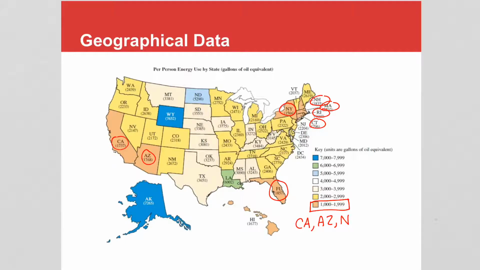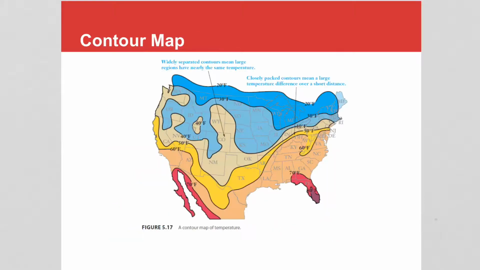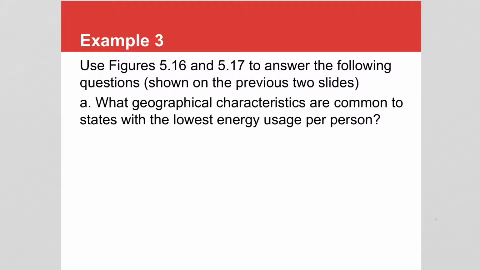Let's talk about these one at a time, actually. So there's New York, New Hampshire, Maine, Rhode Island, and Connecticut. Why might they, well, it doesn't really ask why. What's the geographical characteristics? That would be northeastern states.